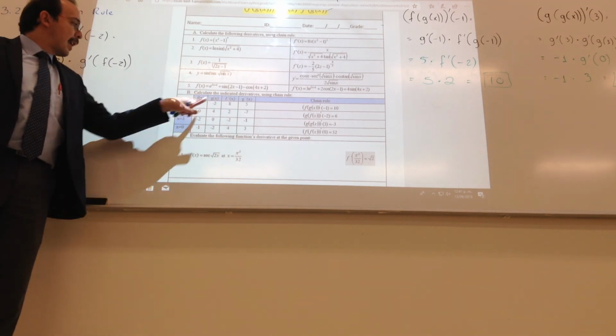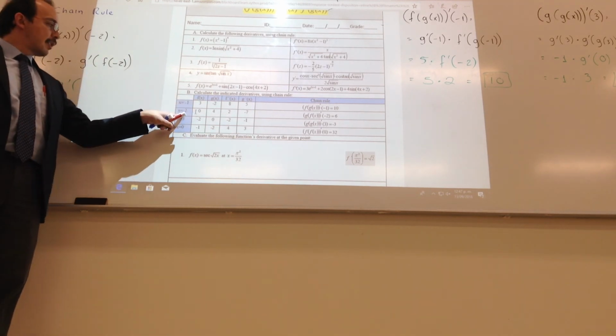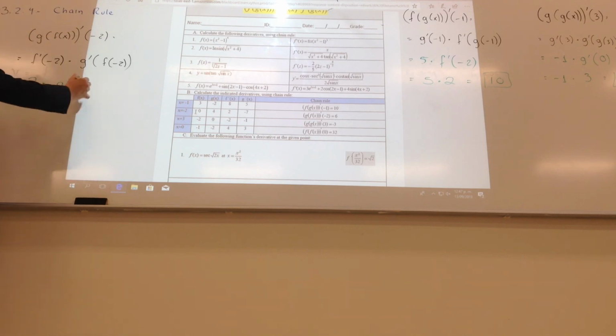F prime of minus 2 is 2. So we put the 2 times g prime of f of minus 2. F of minus 2 is 0.